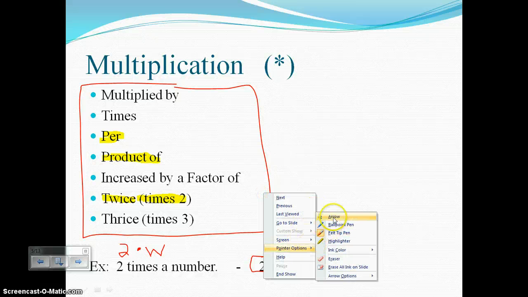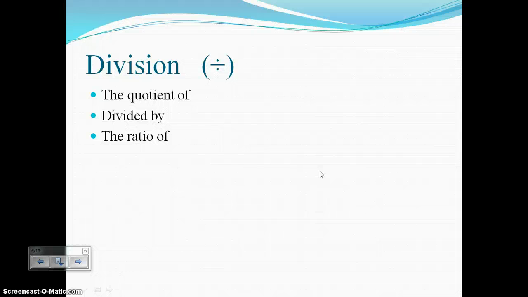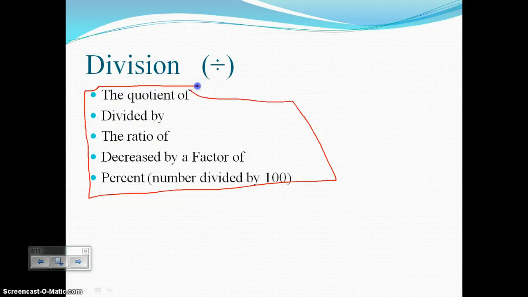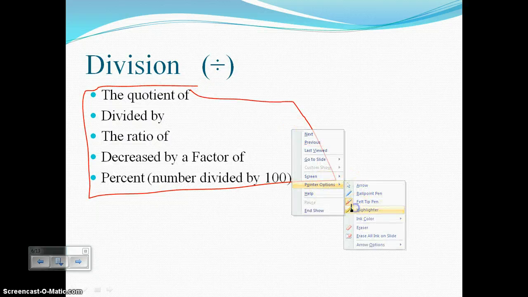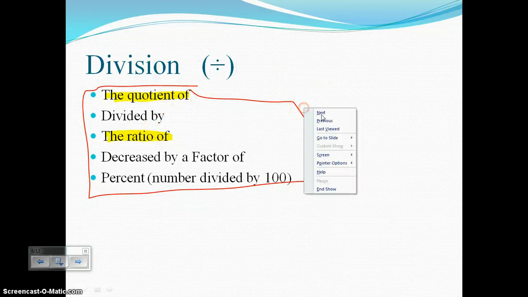Now let's look at some words for division. We have the quotient of, divided by, the ratio of, decreased by a factor of, percent, which means divide by 100. So these are the ones that mean division. Now the main ones that you'll see are the quotient of and the ratio of. Remember, a ratio is just a fraction, and a fraction is just division.